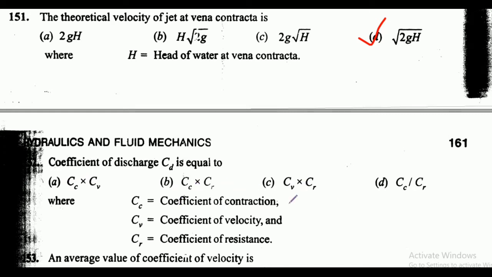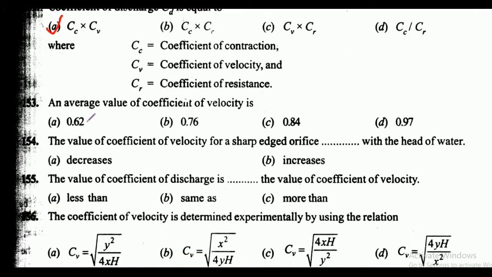Next is the coefficient of discharge CD is equal to. Here are the options where Cc is equal to coefficient of contraction, Cv is equal to coefficient of velocity, and CR is equal to coefficient of resistance. So here friends, correct answer is option A, that is Cc into Cv. Next is the average value of coefficient of velocity is. Here friends, options are 0.62, 0.76, 0.84, 0.97. So here friends, correct answer is option D, that is 0.97.